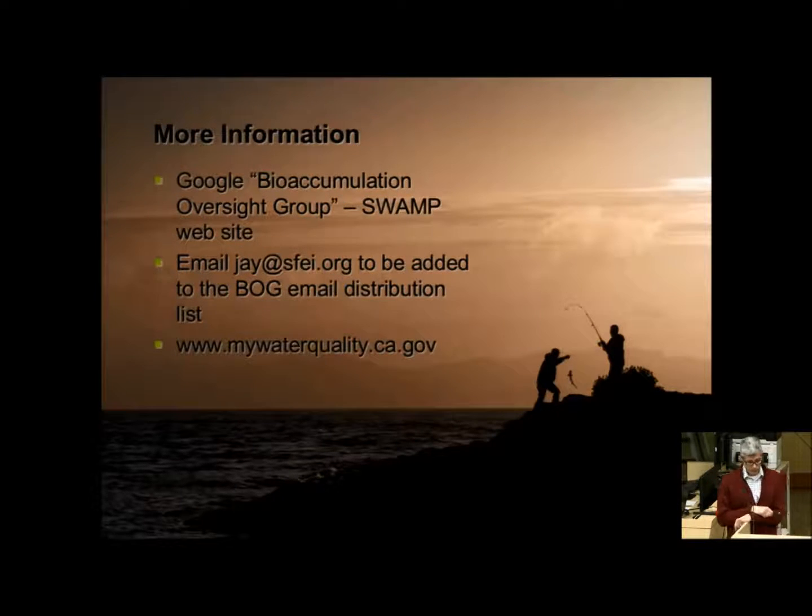So, wrapping up, for more information, the easiest way to get to the particular content I've been showing on the SWAMP website is to just Google Bioaccumulation Oversight Group, and you can find all of the documentation there. If you'd like to be on our email list, you can email me, and I can arrange for that. And then the My Water Quality portal is a great way to access the data as I showed.